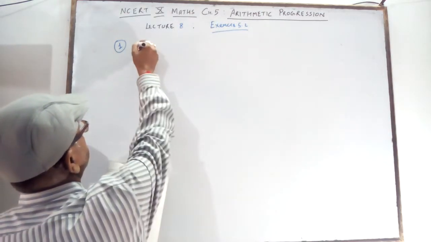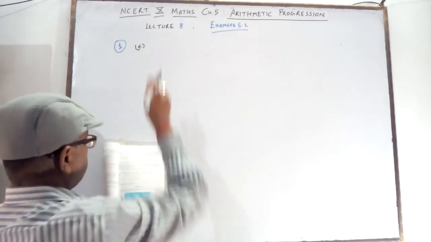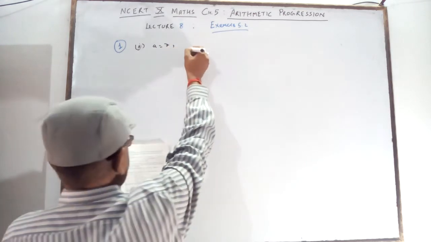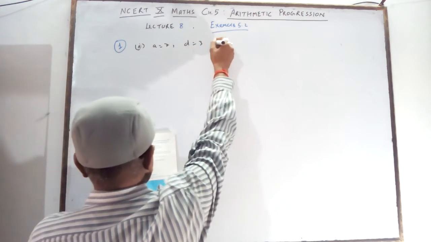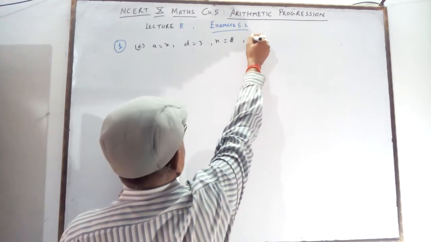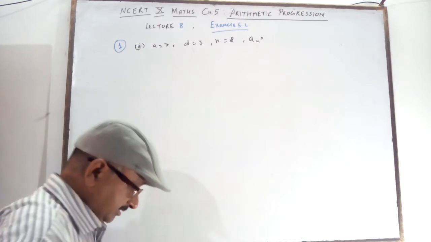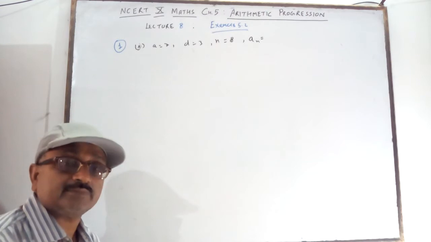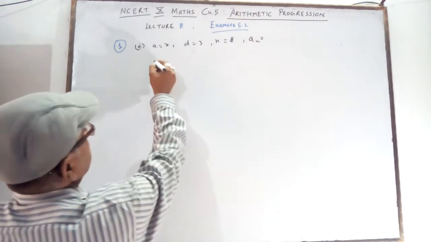The first part is given. What is the first part? A is equal to 7, D is equal to 3, N is equal to 8, and An you want to find out. An means A8. This is given in the table form, so it is not given. What is given in the table means separate questions. There are 5 separate questions. First you find out An.